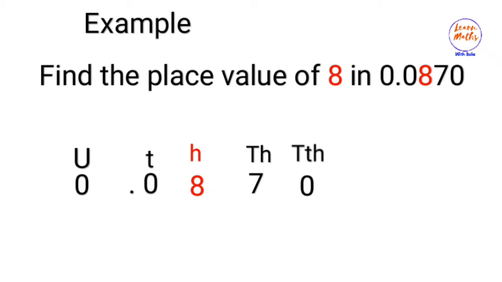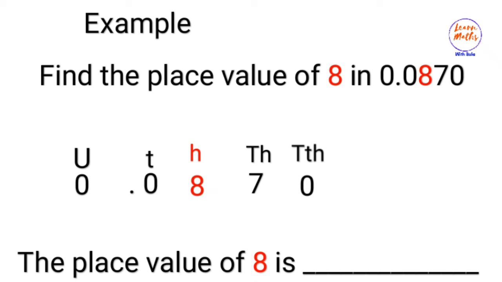Don't forget that th at the end of it. So it is not tenths, hundreds, thousands, 10,000s. No, tenths, hundredths, thousandths, ten-thousandths. So don't forget that. So the place value of 8 will be simply hundredths. So that th must reflect.